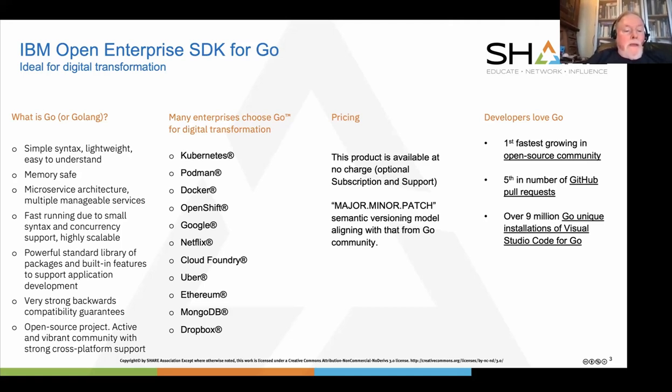It has a powerful standard library of packages and built-in features to support application development, very strong backwards compatibility guarantees. This is one of the reasons why it's so perfect for zOS. So Go guarantees that a program you write now will continue to build and run essentially forever. Go groups programs into things called modules. I'm going to show you a little bit about that. And in the module, you're going to tell Go what version of the language that you expect to compile it with. And it's going to respect the rules of that version forever, essentially.